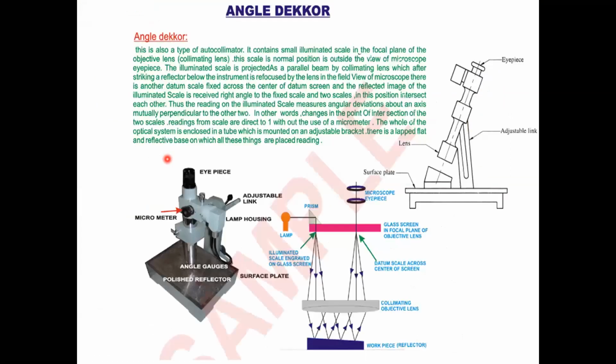This is another case of the autocollimator. This is the angle dekkor. The complete working of the angle dekkor is similar to the autocollimator. But in this case, two scales are used: one is the illuminated scale, and the other is a datum scale.